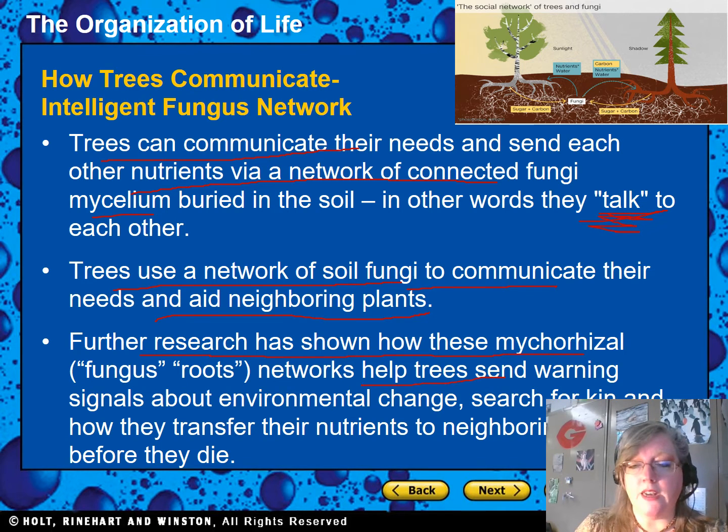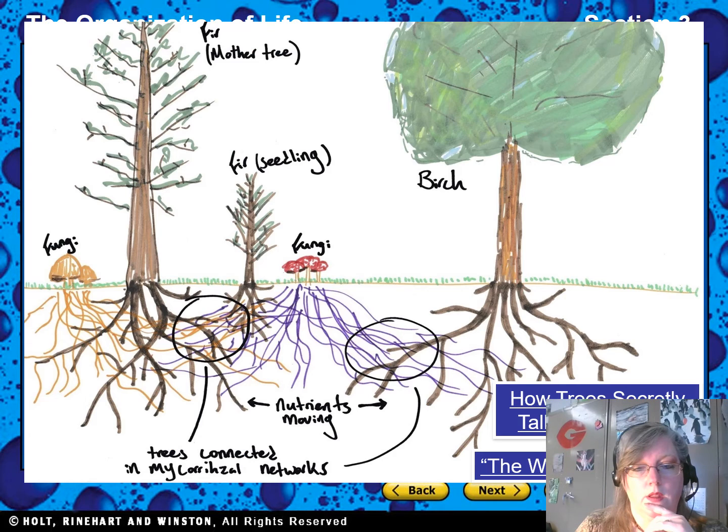It helps trees to send warning signals about environmental change and to search for kin related trees, and they can transfer nutrients if they know that they're about to die. The big trees, when they know that they're about to die, can send their nutrients out to the other trees in the forest. There are what they call hub trees, like big mother trees, that can take care of some of the smaller ones, and they can send messages back and forth.